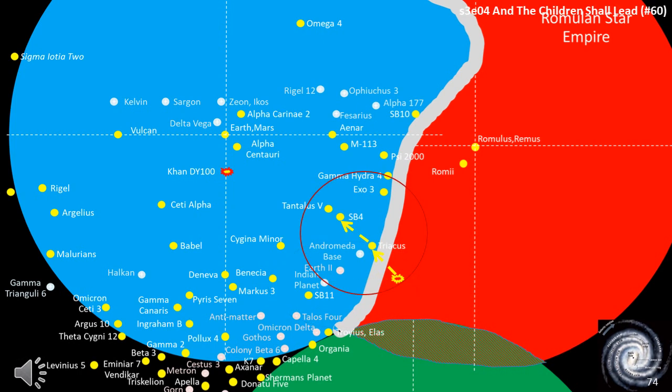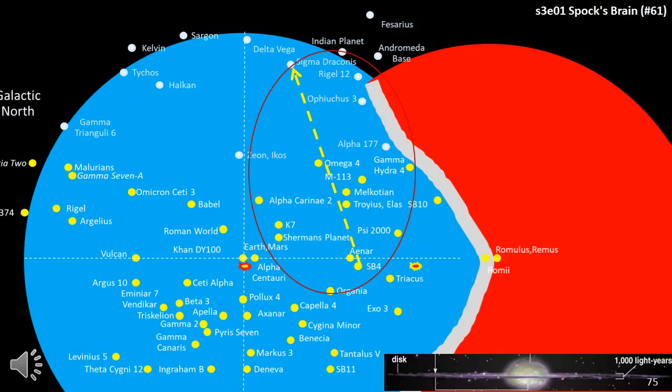In The Children Shall Lead, the Enterprise first goes to Triacus, a research planet, and then back to Starbase 4. I have to assume they are all close to the Romulan border. We now return to a side view. In Spock's Brain, the Enterprise travels to Sigma Draconis.